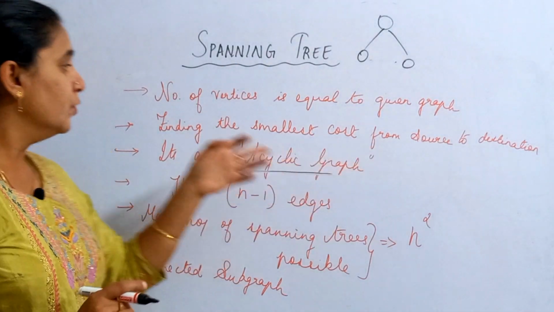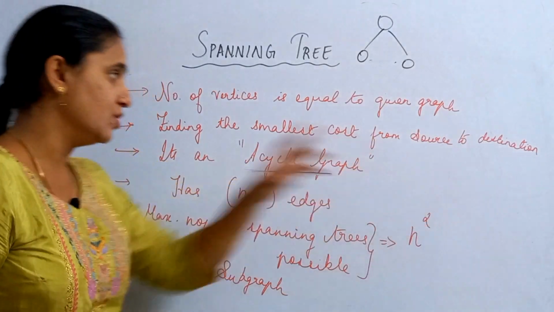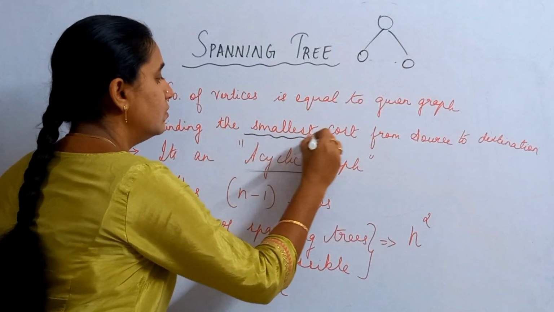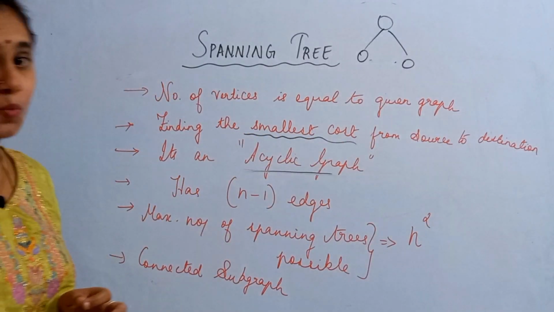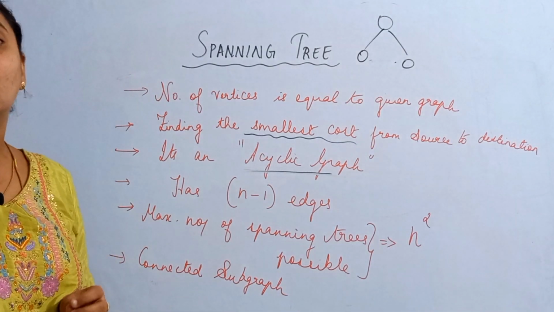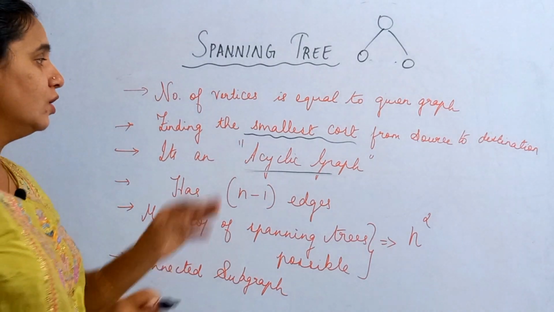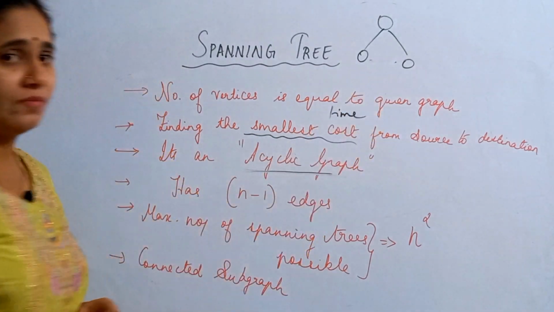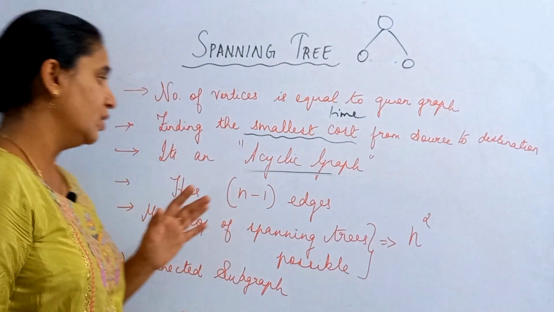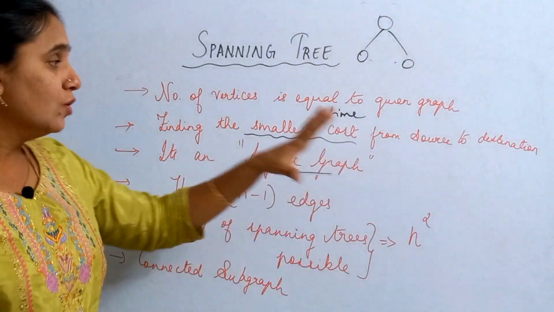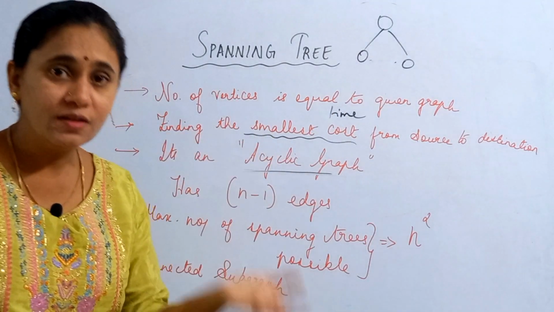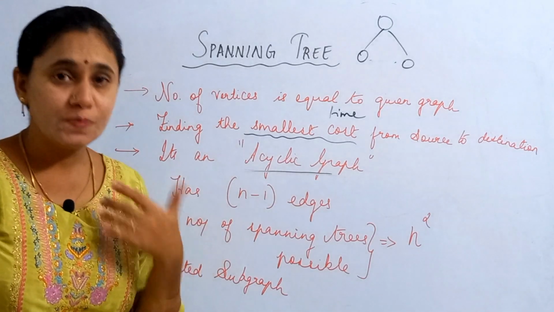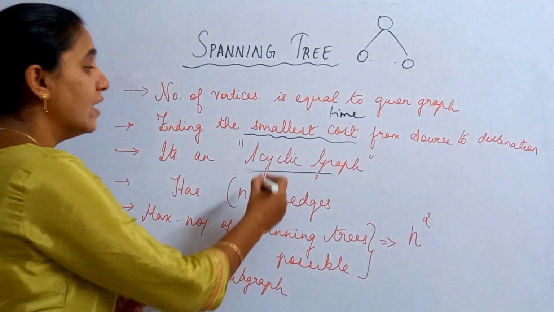Just now I told you, to travel from source to destination, you have to choose the smallest path, the smallest cost, that is the smallest kilometers needed to travel. Cost here is nothing but time constraint. Okay, all these things you have to follow. Then it is an acyclic graph. So once you have constructed a spanning tree, the resultant spanning tree will be in the form of an acyclic graph.